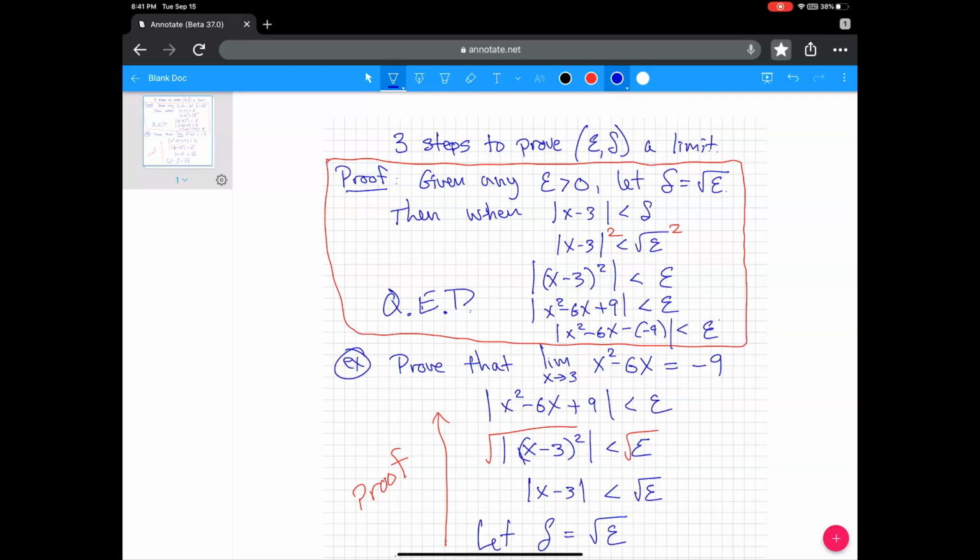So then you write the proof, given any epsilon greater than 0, let delta be equal to your function, in this case square root of epsilon, and then write the steps that you had in part 2 backward, so that whenever x minus 3 is less than delta, you can replace delta with what you let it be equal to, follow your steps backward, and you'll end up with the conclusion that the difference between the function and the limiting value is less than epsilon as desired.